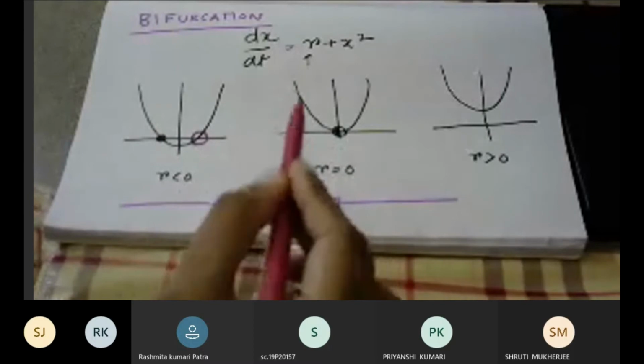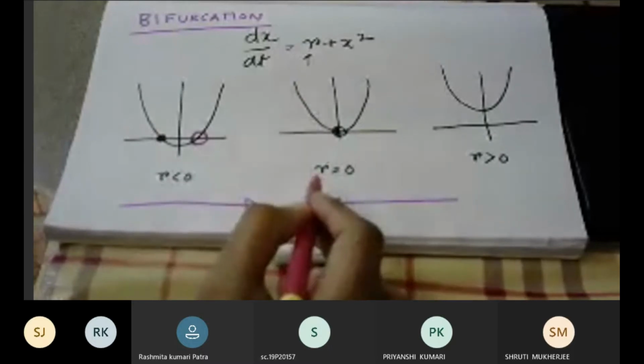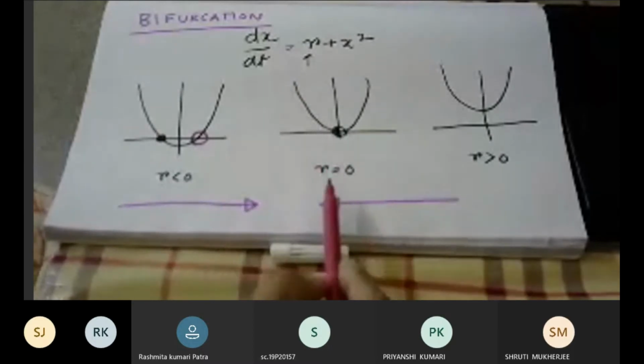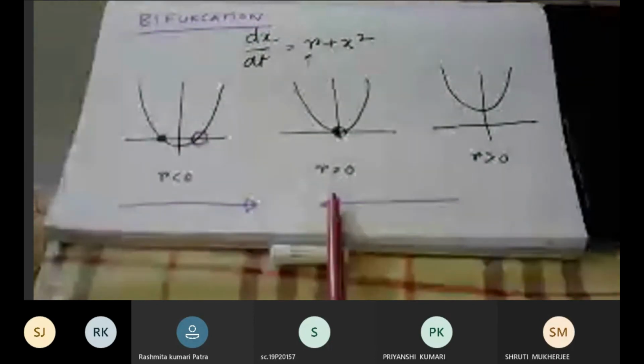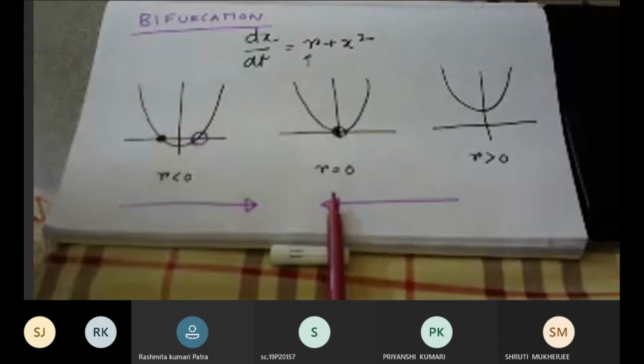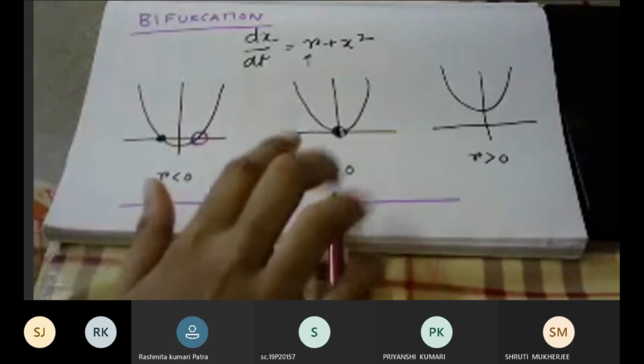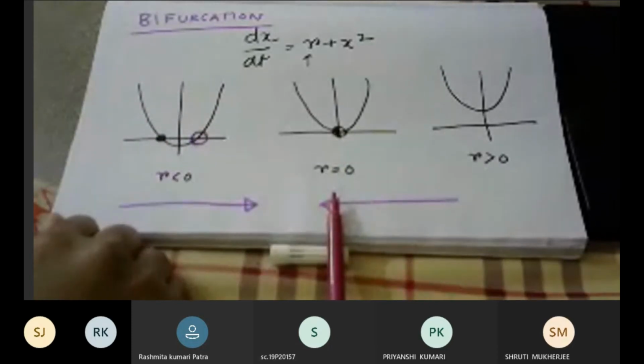So bifurcation points are those values of the parameter that you are dealing with, where you have a fixed point that is getting created, destroyed, or it can change the nature of its stability as well. That means it might happen that you had a stable fixed point and that is becoming unstable at a certain point. It is changing its nature. You had an unstable fixed point and it is becoming stable at a certain value of the parameter. So this is the phenomena of bifurcation.